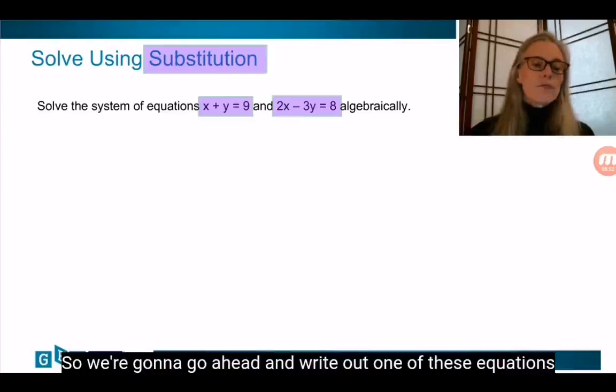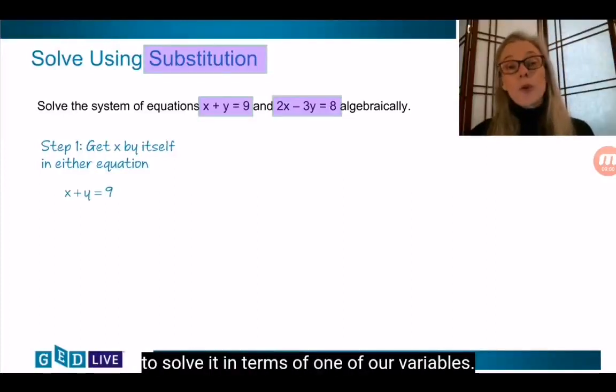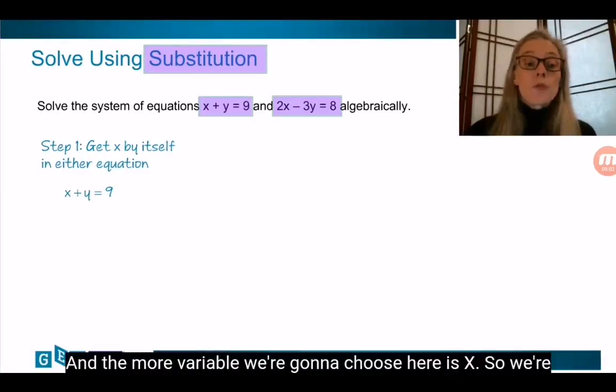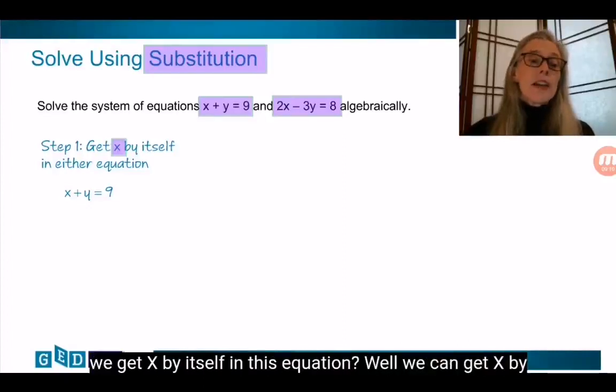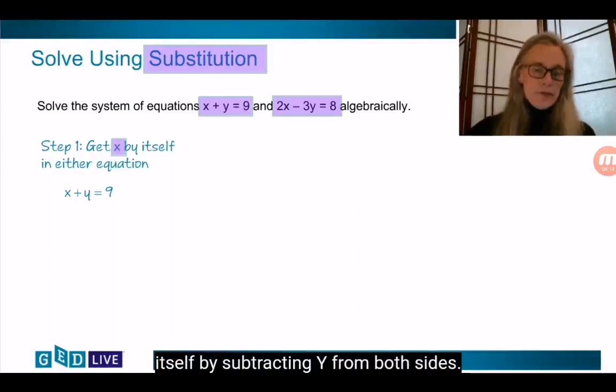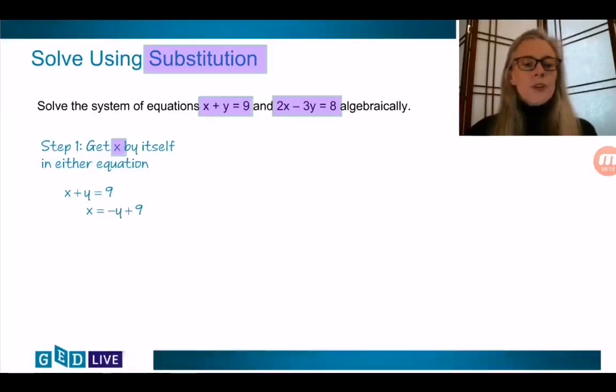So we're going to go ahead and write out one of these equations. And this first equation that we write out, we are going to solve it in terms of one of our variables. And the one variable we're going to choose here is x. We're going to say, let's get x by itself. Okay, well, how do we get x by itself in this equation? Well, we get x by itself by subtracting y from both sides. When we subtract y from both sides here, subtract y.